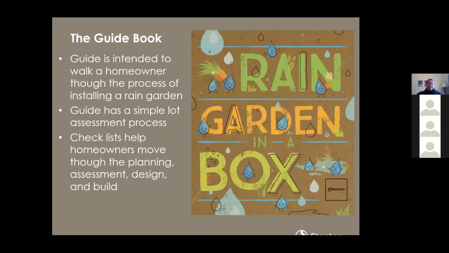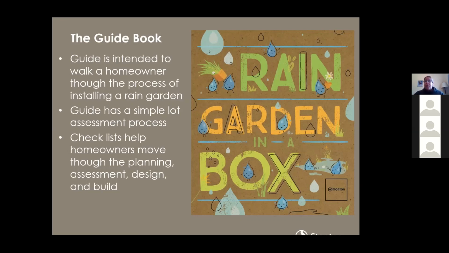So the guide is intended to walk the homeowner through the process of installing a rain garden. It has a very simple lot assessment process. You assess your soils with a very simple infiltration test. It teaches you how to measure your slopes, as well as determining where you can put a rain garden or where you shouldn't. And it has a checklist to help homeowners move through the planning, assessment, design, and building process.